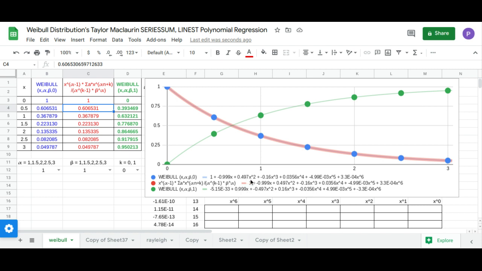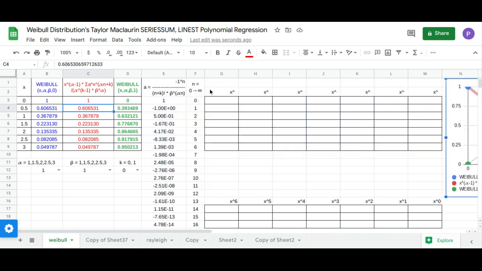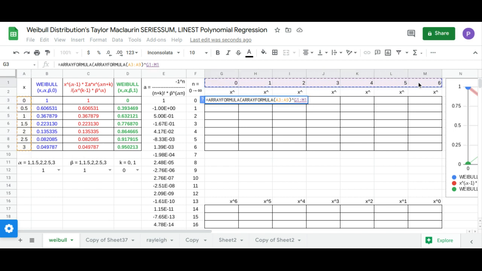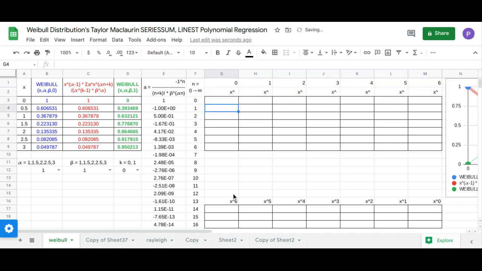We'll calculate this polynomial regression coefficient using the LINEST matrix. To do that, we complete the LINEST matrix starting with the power. This will be transpose 0 to 6. And the elements array formula of the x values raised to the power 0 to 6. And the coefficient.